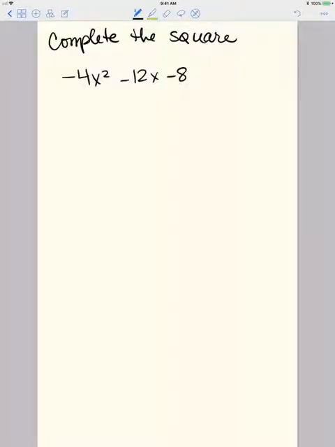Complete the square for this problem. So to start off with, let's make sure that our x squared term has a coefficient of 1. And since this one doesn't, it has -4, I'm going to factor out a -4 and pull it from all three terms because they all have a factor of -4, so I can do that.